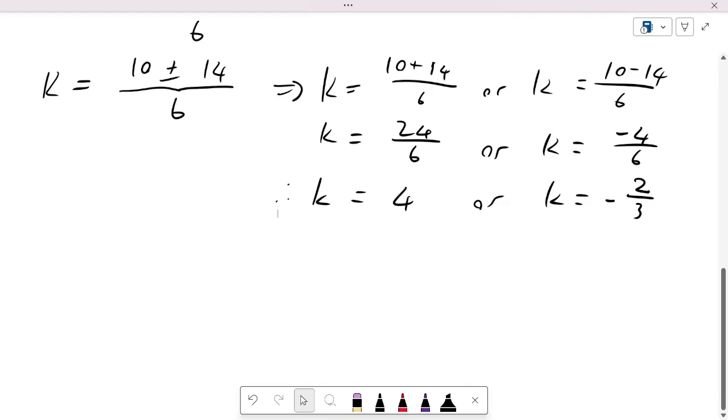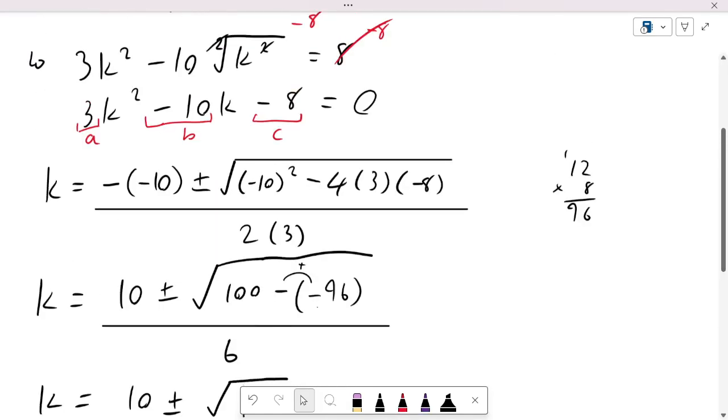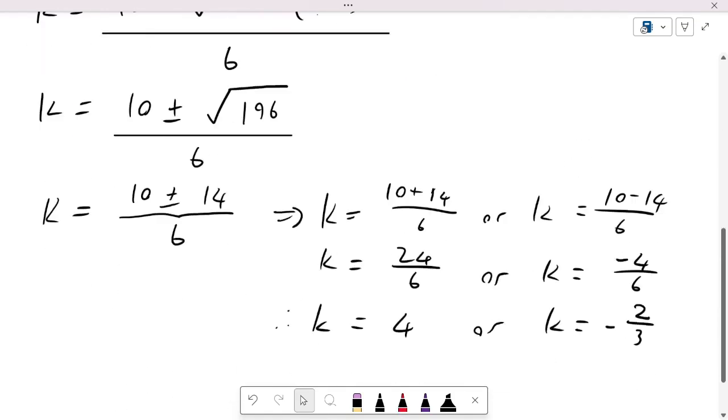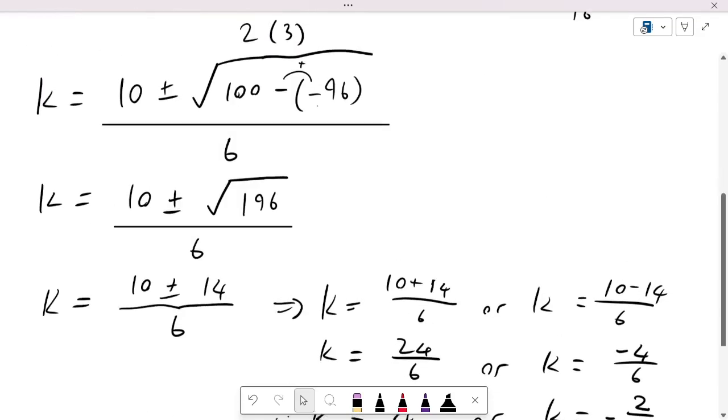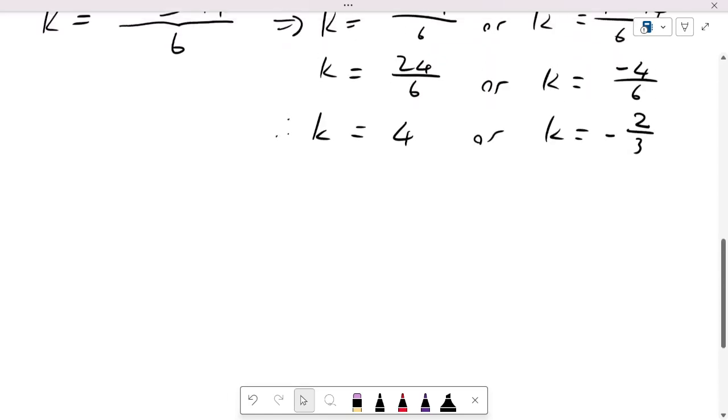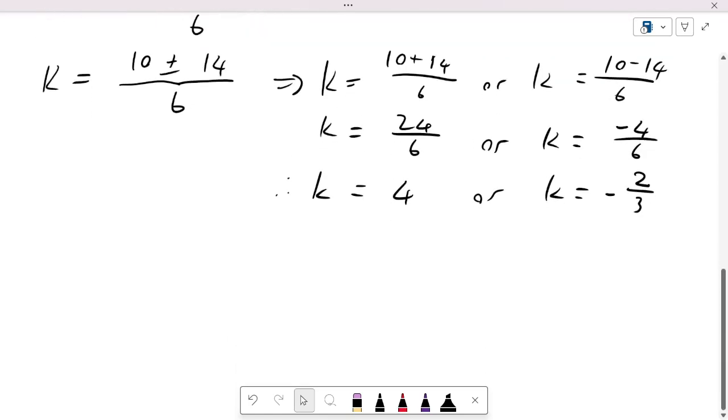Okay, now we are not done. Remember, we solved for k, and now, because we solved for k, we actually need to solve for x. So, how are we going to do this? What we know is that k is just equal to... what is happening here? This is possessed. Okay, so what do we know in the beginning? We actually let x, so x was equal to k squared.